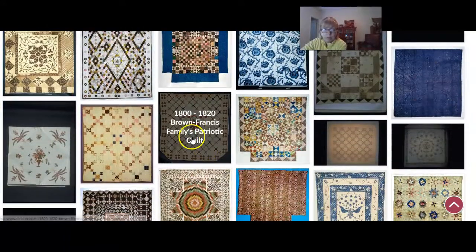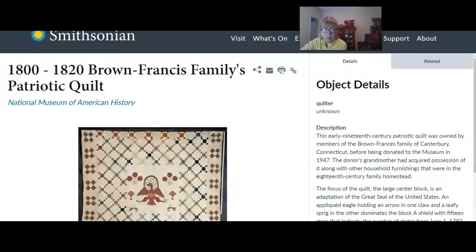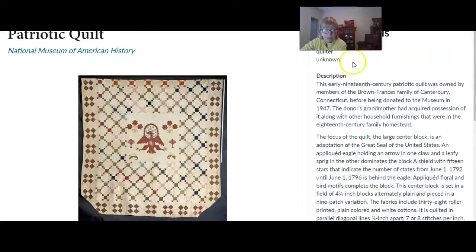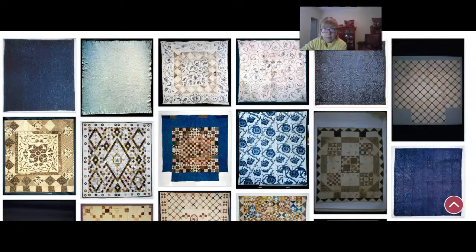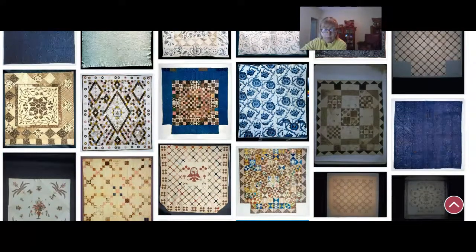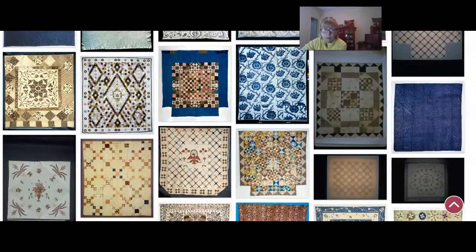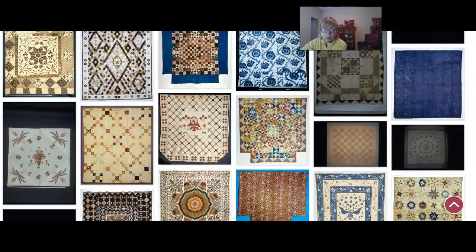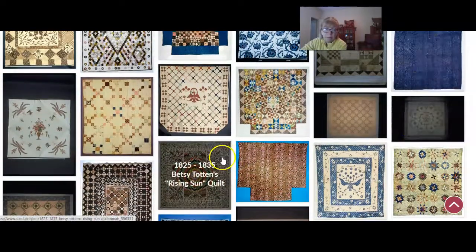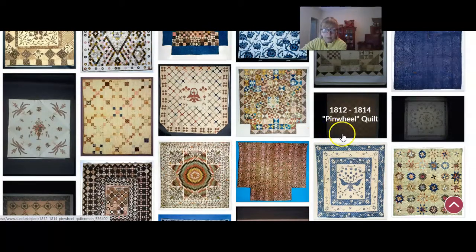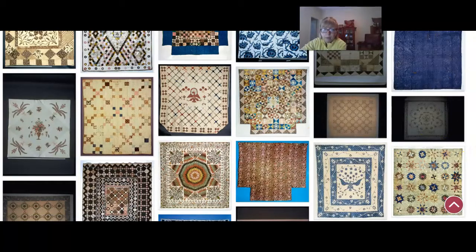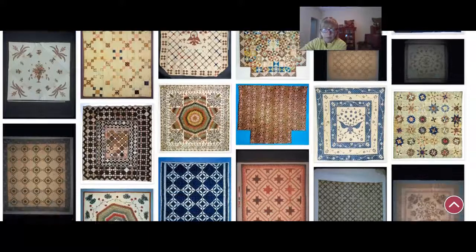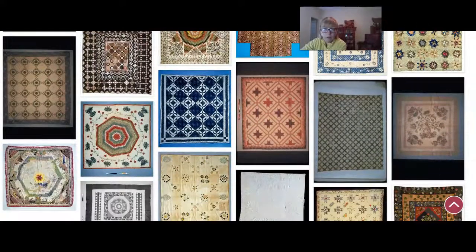Here's one that has a patriotic design. How imaginative. Now, in this case, clearly there's not a lack of resources. The materials are uniform, they're high quality. Oh my goodness, look at this design from 1825, the Rising Sun quilt. And here's another patriotic one, the Great Seal. Great, great designs. But notice how we move along.